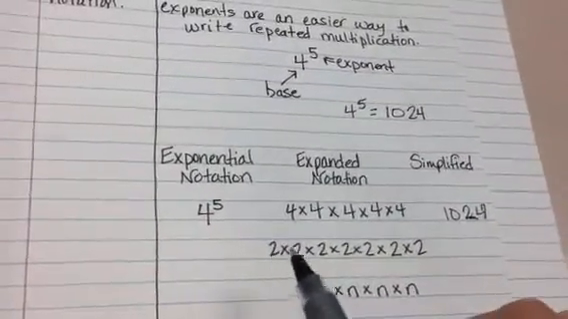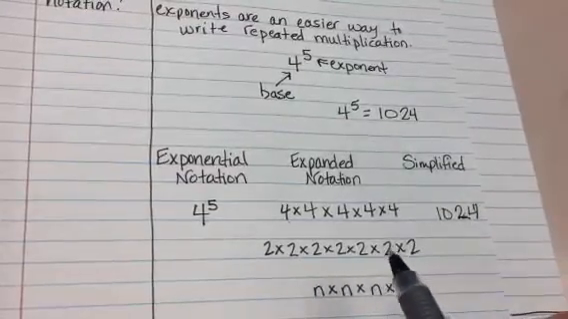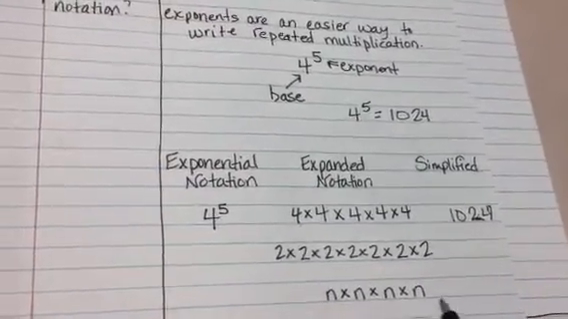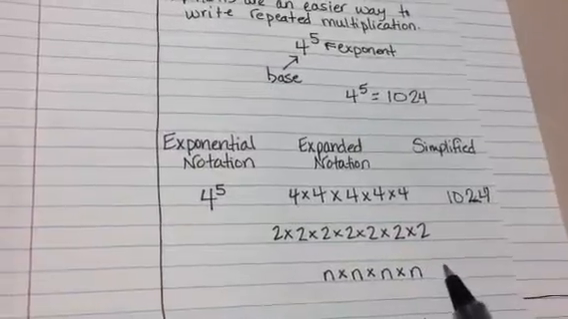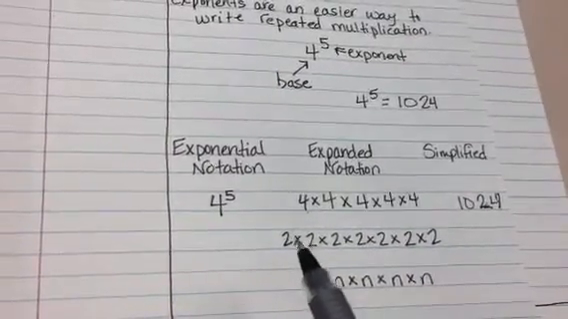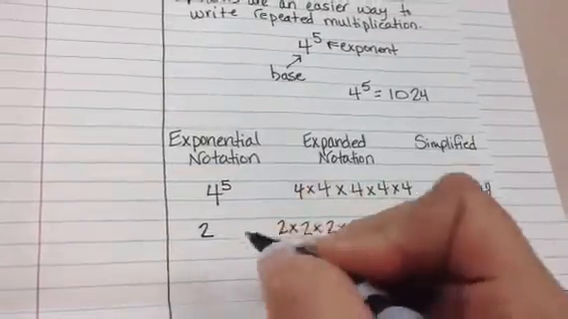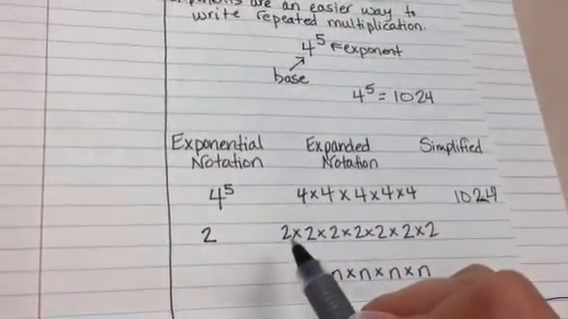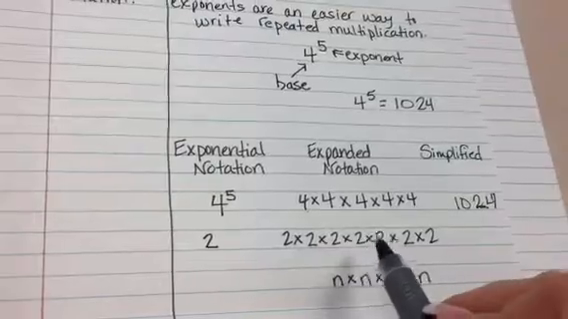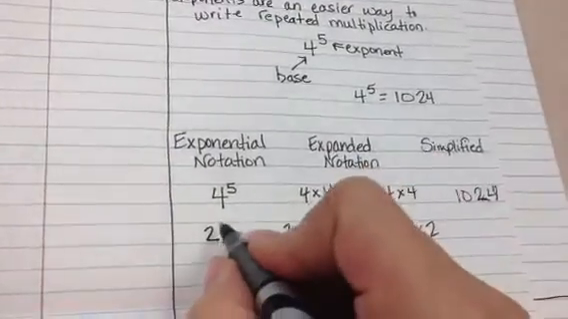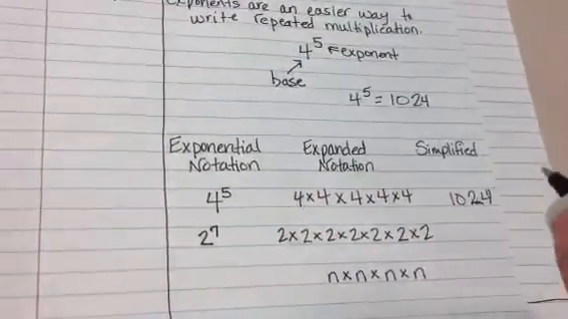Well, what about this one? 2 times 2 times 2 times 2 times 2 times 2 times 2. Again, remember, you can pause the video at any time so that you can catch up or keep up. So the base is 2 because that's the number that's being multiplied repeatedly. And how many of them have been multiplied? 1, 2, 3, 4, 5, 6, 7. So this would be 2 to the 7th power.